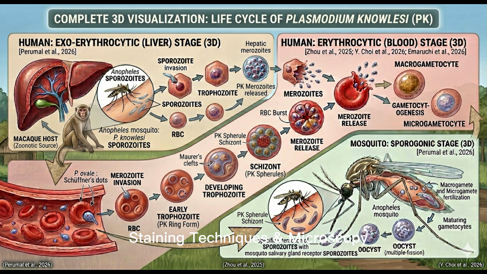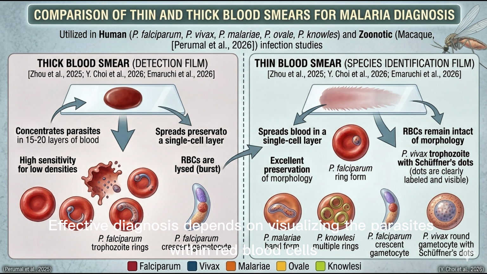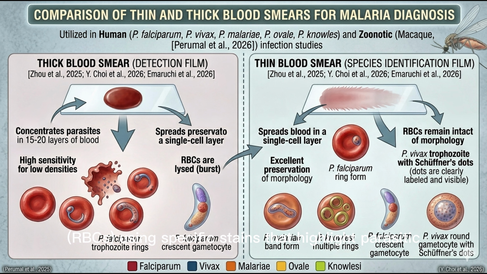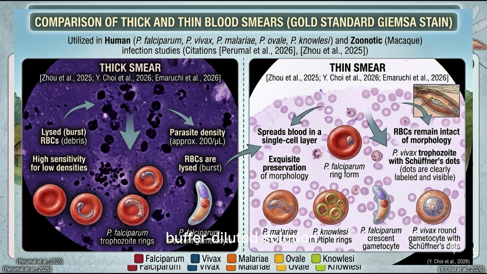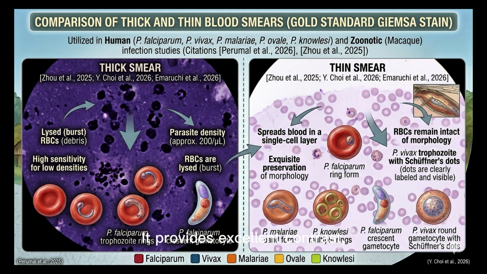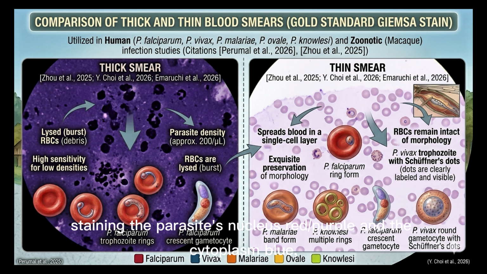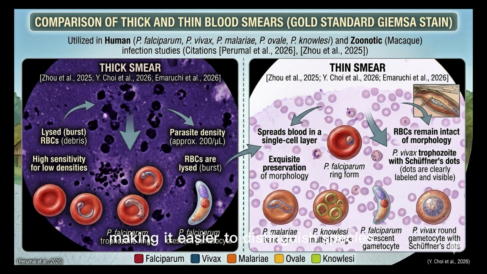Staining techniques and microscopy. Effective diagnosis depends on visualizing the parasites within red blood cells, RBCs, using specific stains that highlight parasitic DNA and structures. Gold standard staining. Giemsa stain, the most widely used technique for malaria diagnosis. It is a type of Romanowski stain that typically uses a 10% buffer diluted solution. It provides excellent contrast, staining the parasite's nucleus red/purple and the cytoplasm blue, making it easier to distinguish species.